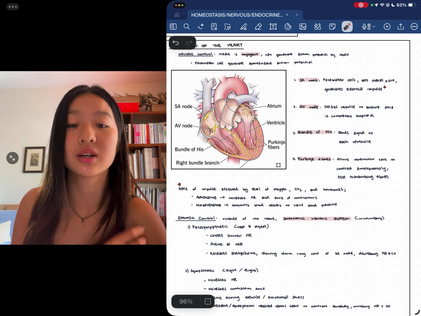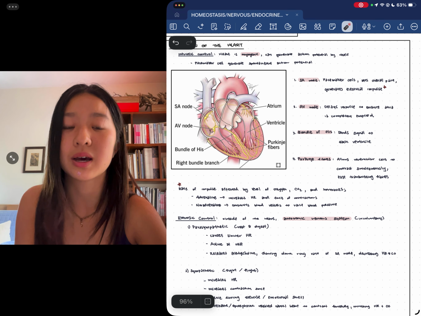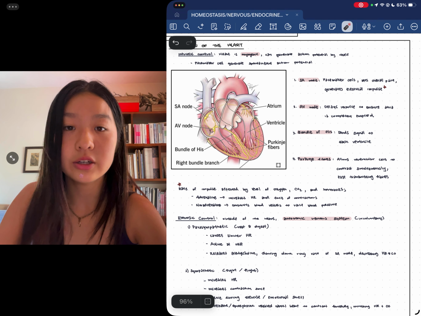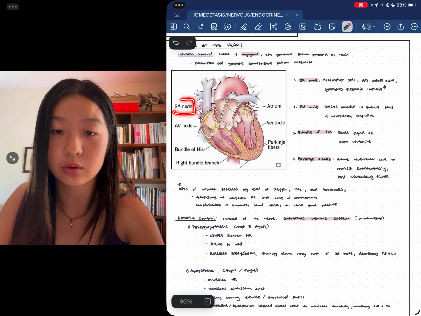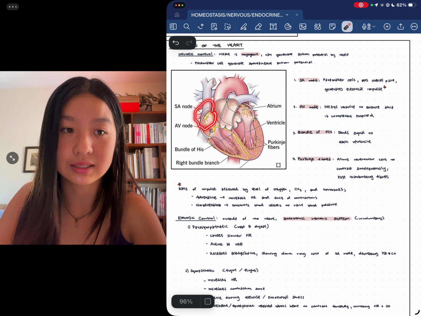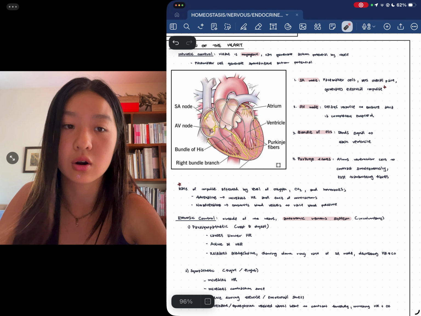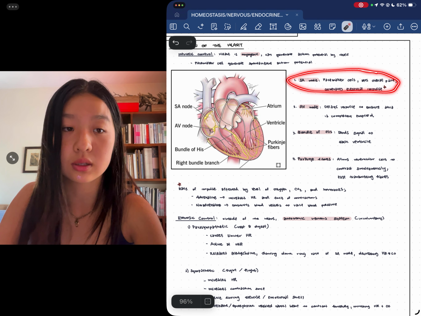So this doesn't show the conducting pathways of blood, but rather the electrical conducting pathways. So intrinsic control of the heart starts off with the SA node, SA just being sinoatrial. So the SA node starts the impulse and it sets the overall pace of how fast your heart is beating, and this is where the electrical impulse is generated. So this is the first step.